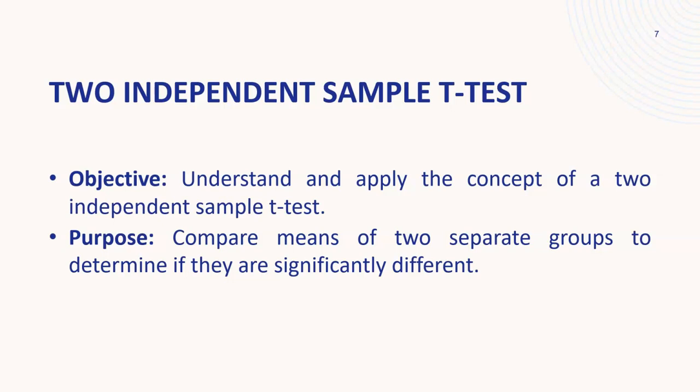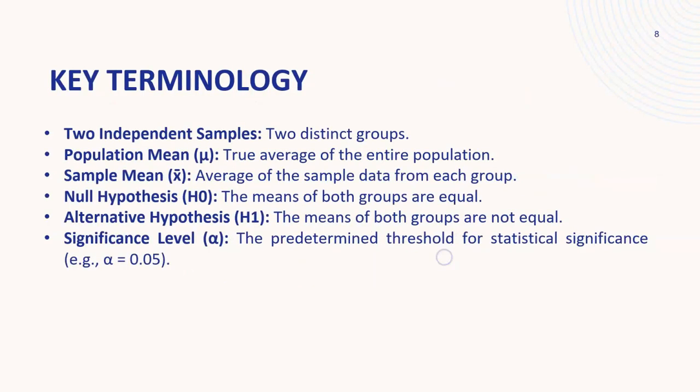Now, what are the objectives that you need to attain under two independent sample t-test? First, you need to understand and apply the concept of two independent sample t-test, and then our purpose is to compare the means of two separate groups and to check whether both the means are same or not. If they are same, that is our null hypothesis. If it is not same, that is our alternative hypothesis.